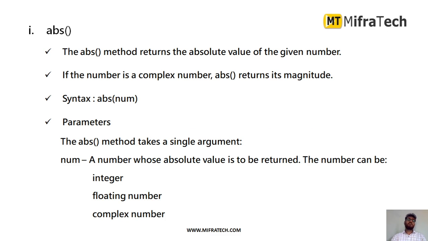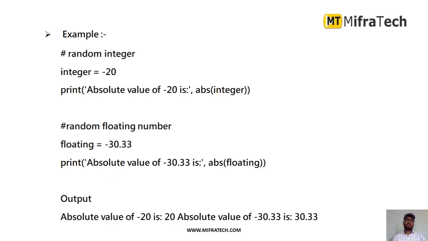There is an inbuilt function called abs, which gives the absolute value. It will output the absolute value of any given number. The simple syntax is abs, and inside we give any number. The parameter we can give is an integer, a floating value, a complex value, or a negative value. You can give any such parameter inside this abs function. We'll see with an example.